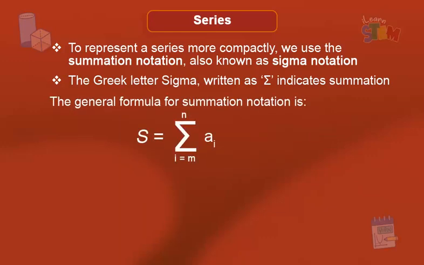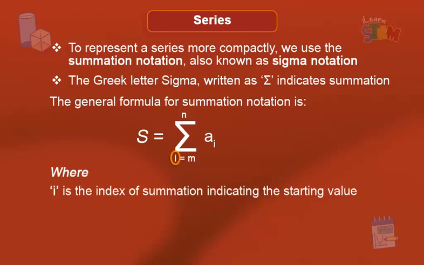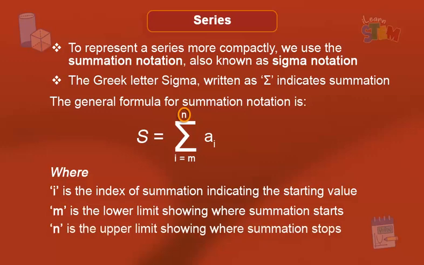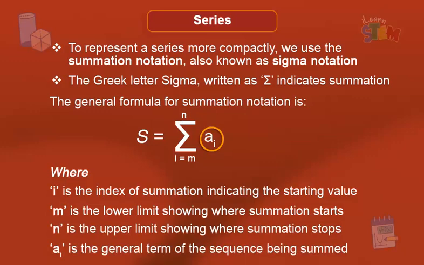Here is the general formula for summation notation, where i is the index of summation, indicating the starting value. m is the lower limit, showing where summation starts. n is the upper limit, showing where summation stops. a sub i is the general term of the sequence being summed. Let's see an example to understand how summation notation works.